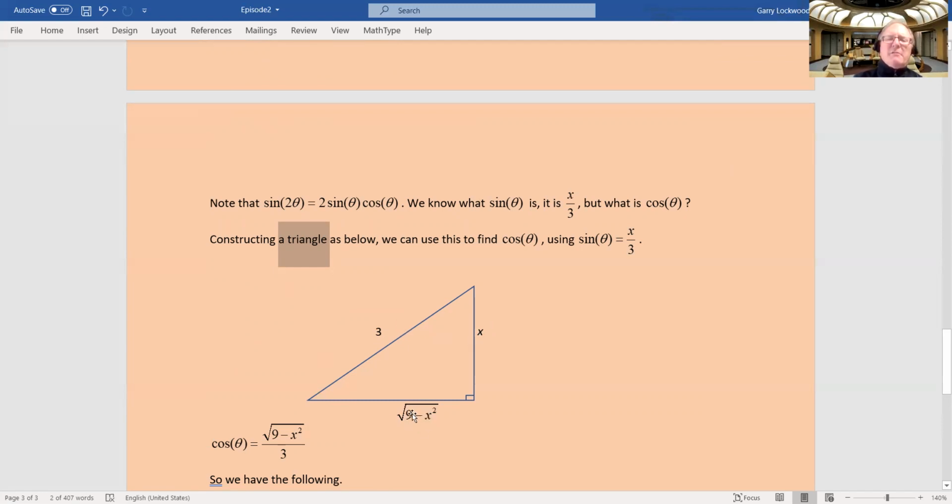Using Pythagoras' theorem, I get that this side here is going to be the square root of 9 minus x squared. And so the cosine of theta, being this angle here, will be the square root of 9 minus x squared over 3. There definitely should be a theta there. I'm going to pause recording and put that in.